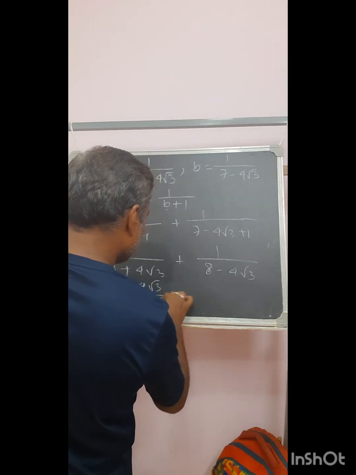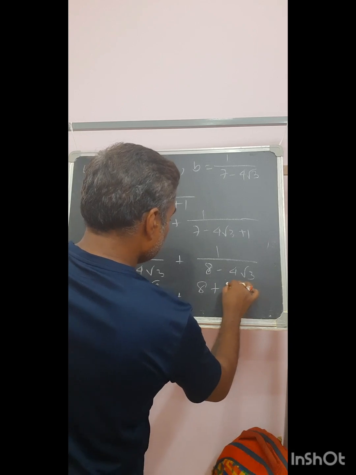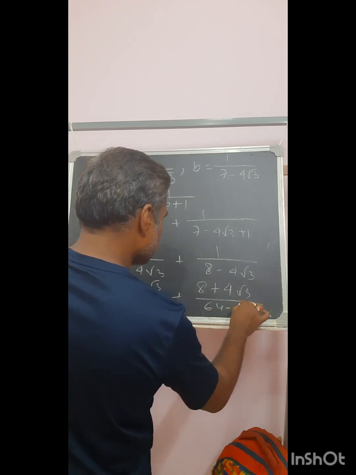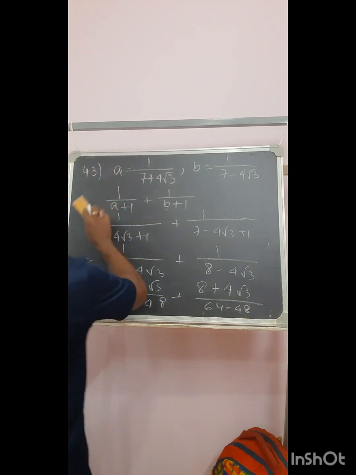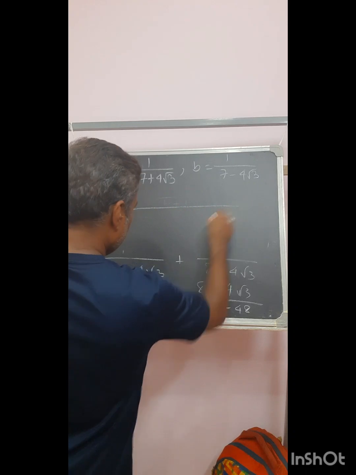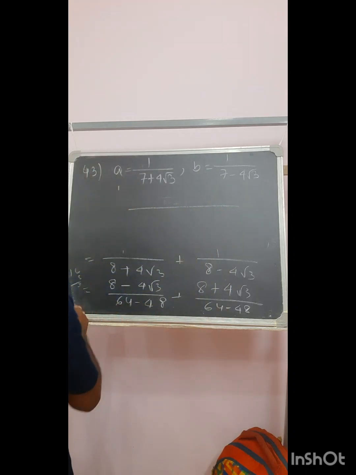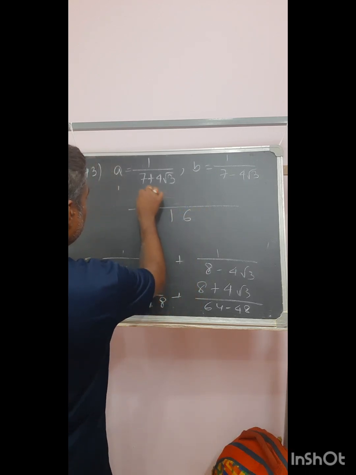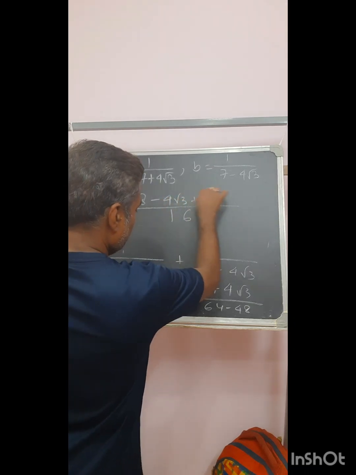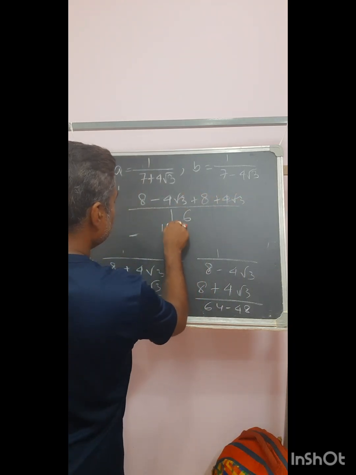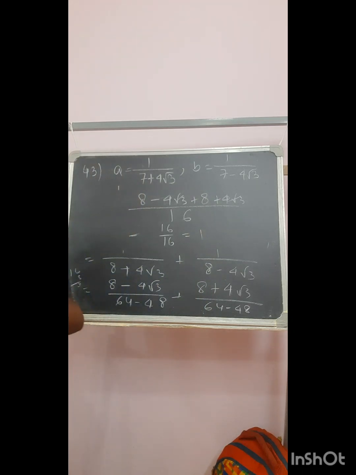The same thing will be repeated on the other term, only the sign will be reversed, and the remaining will be the same, 64 minus 48. The denominator is the same, so 64 minus 48 means 16 again. So the terms will be added directly: minus 4 root 3 plus 8 plus 4 root 3. The root 3 terms cancel out, and 16 by 16 is equal to 1. So you need not think much in this case. You have to put the value, and it will be easy to calculate.